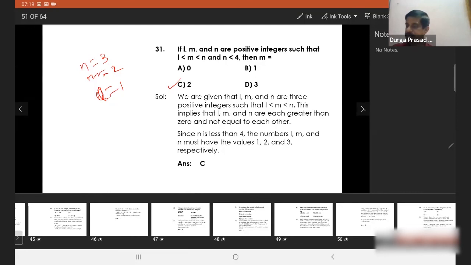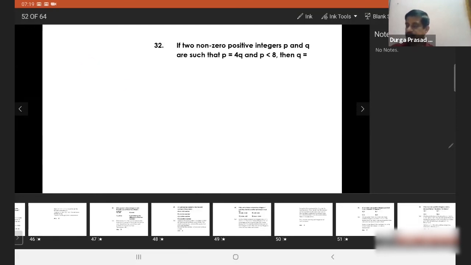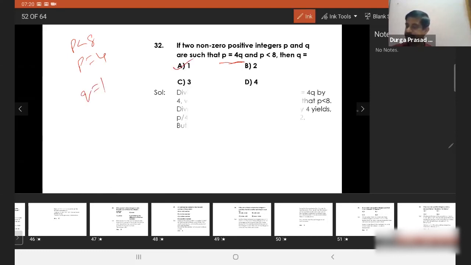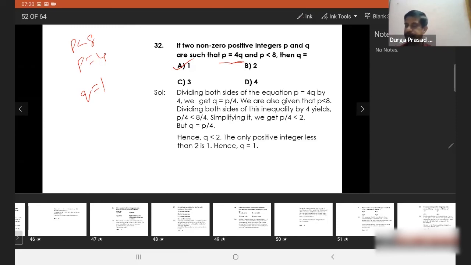So children, let us go to the next question. If two non-zero positive integers P and Q are such that P is 4Q. So this is very important. P is 4Q, and P is less than 8. Less than 8 means what? Compulsorily P is 4Q and P is less than 8. So Q should be 1. So P equals 4. P is less than 8 and a multiple of 4, so compulsorily Q should be 1. Right? So please note it fast.